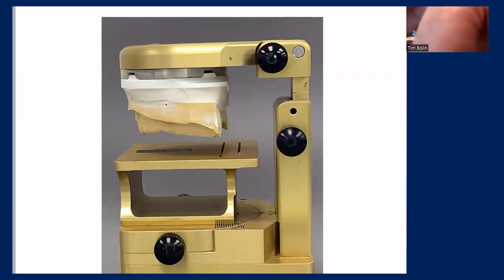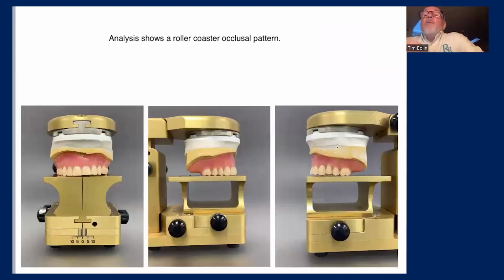The analysis with the denture on the articulated upper shows just this typical roller coaster pattern, canted up on the left side. We've got a roll pattern on the left side as well. So we're going to correct that, and give the patient some time to adjust to a new vertical position. We're going to add about 3 millimeters of vertical height to the case overall.